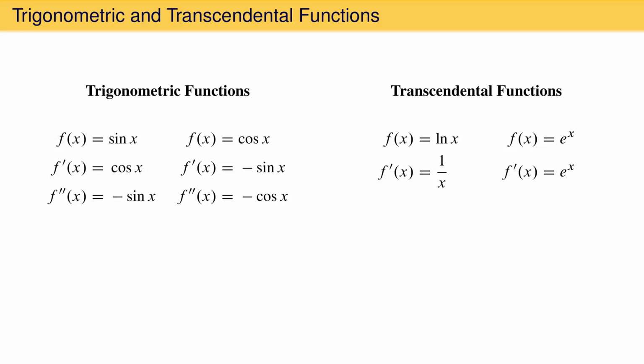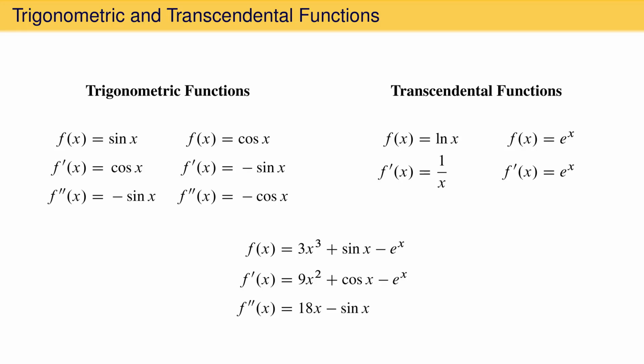Let's combine these rules with the sum and power rules to find the successive derivatives of the function 3x cubed plus sine x minus e to the x. The first derivative is 9x squared plus cosine x minus e to the x. The second derivative is 18x minus sine x minus e to the x. Notice how the sum rule lets us take the derivative of each term in the sum individually without considering the other terms.